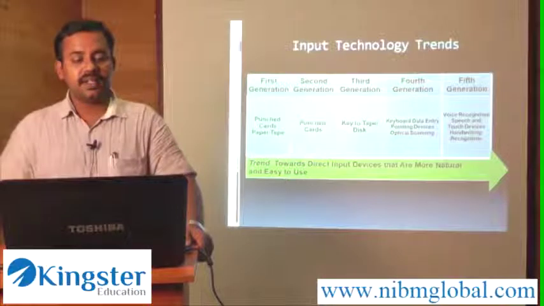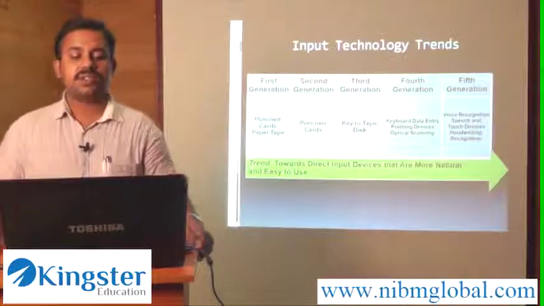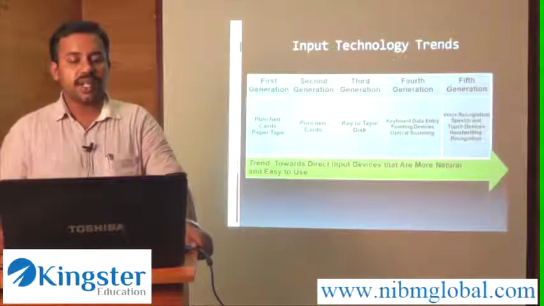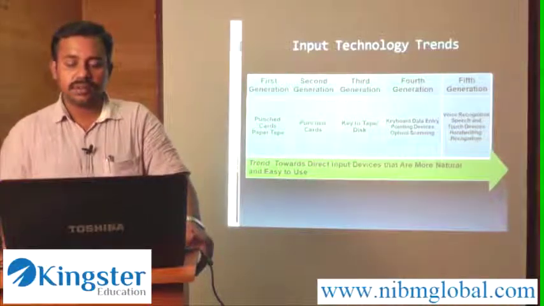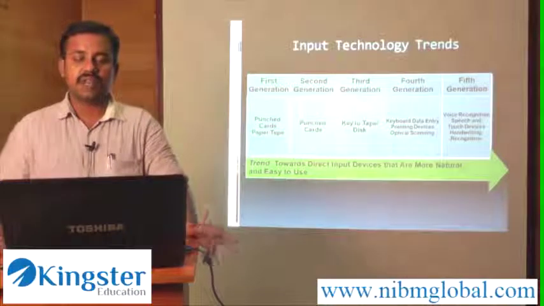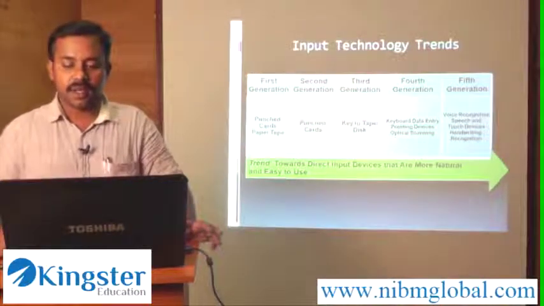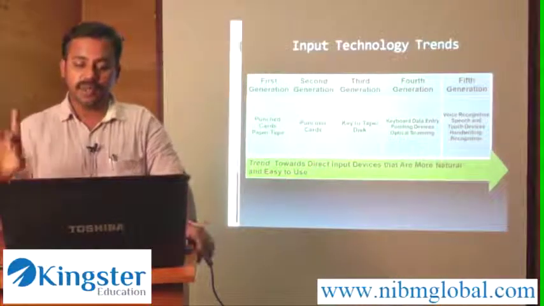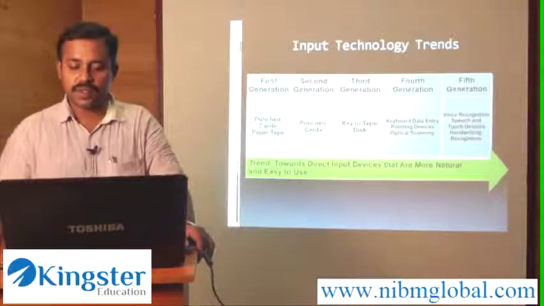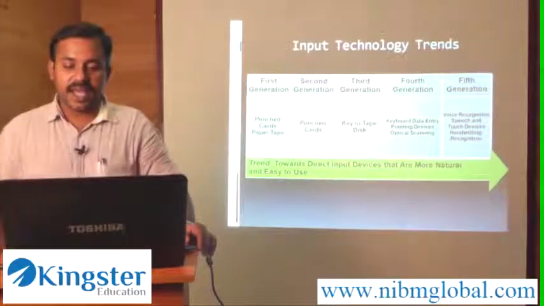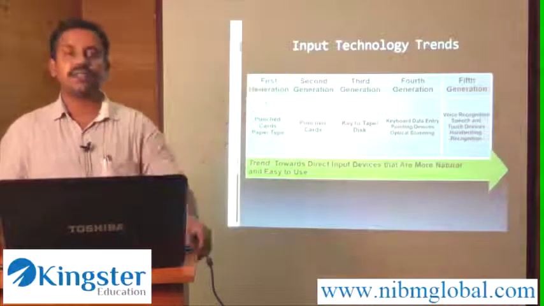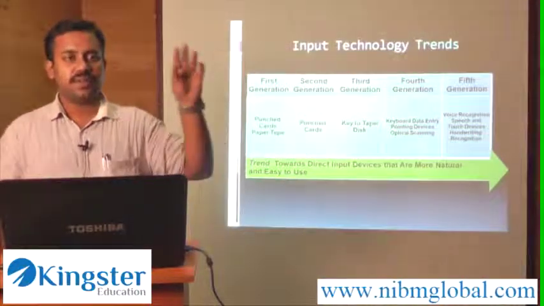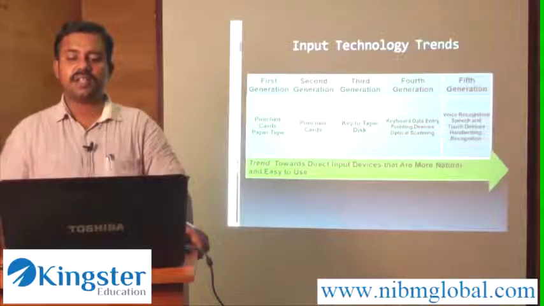The second generations had punched cards. The third generation have key to tape disk for input. Fourth generation use keyboard data entry, pointing devices, which include mouse, optical scanning devices, where we have scanners, optical scanners, we have sound scanners, etc.